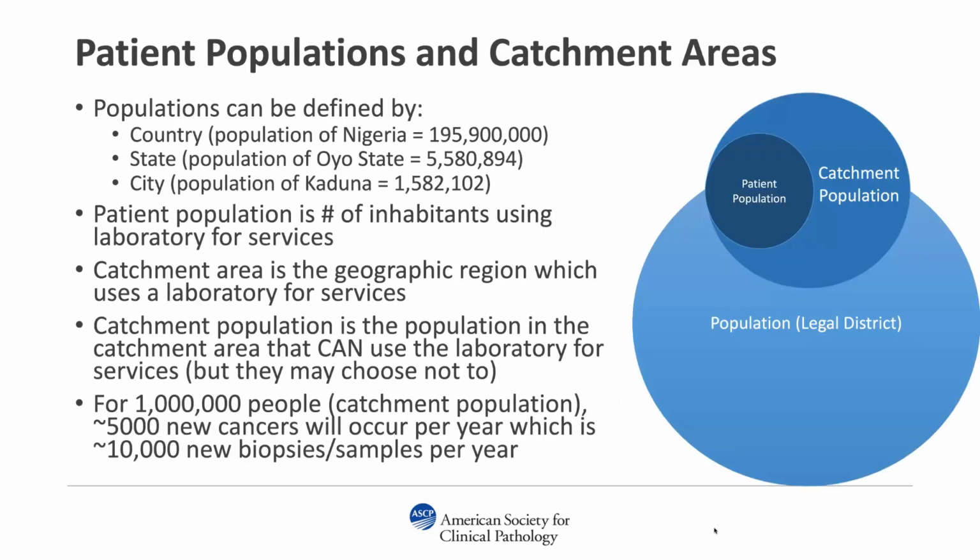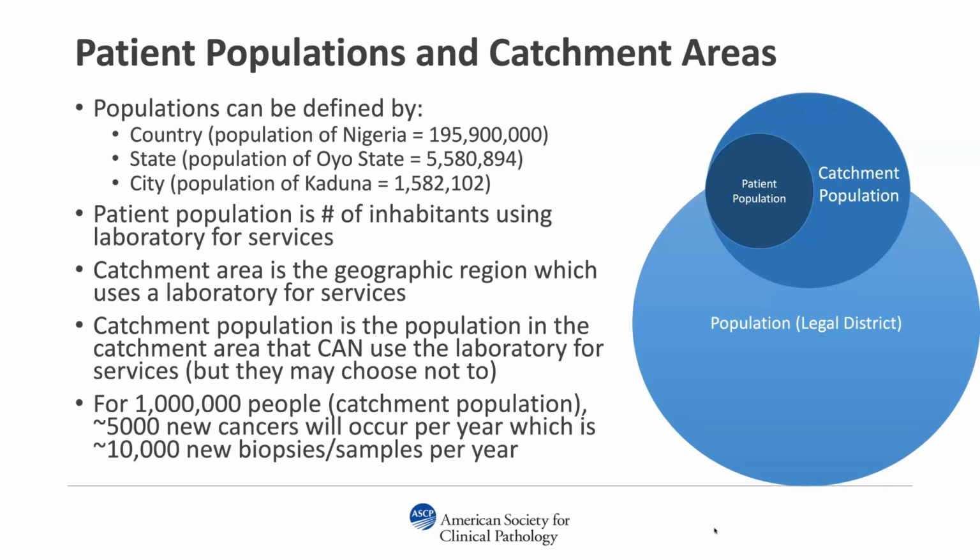Now let's talk about patient populations and catchment areas. So a population is a defined entity. You can't just say, oh, what's the population? You have to say the population of what, right? So the population of Nigeria, right, at some point was 195 million. Now I think it's 231 million, but it doesn't matter what the number is.